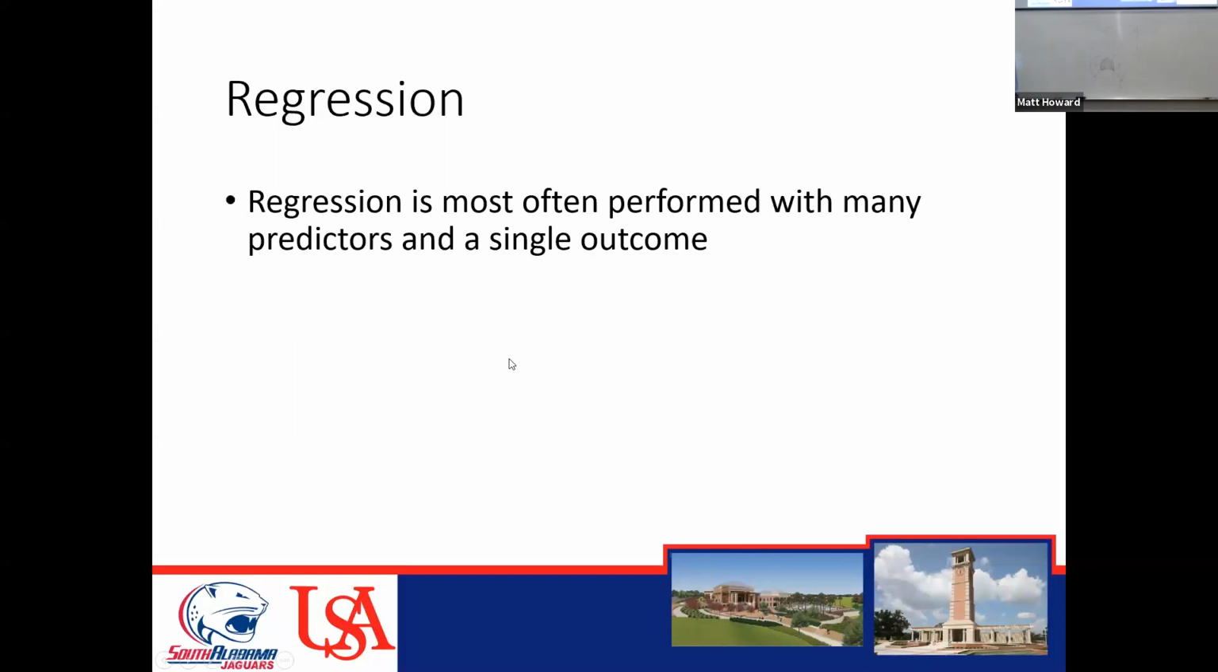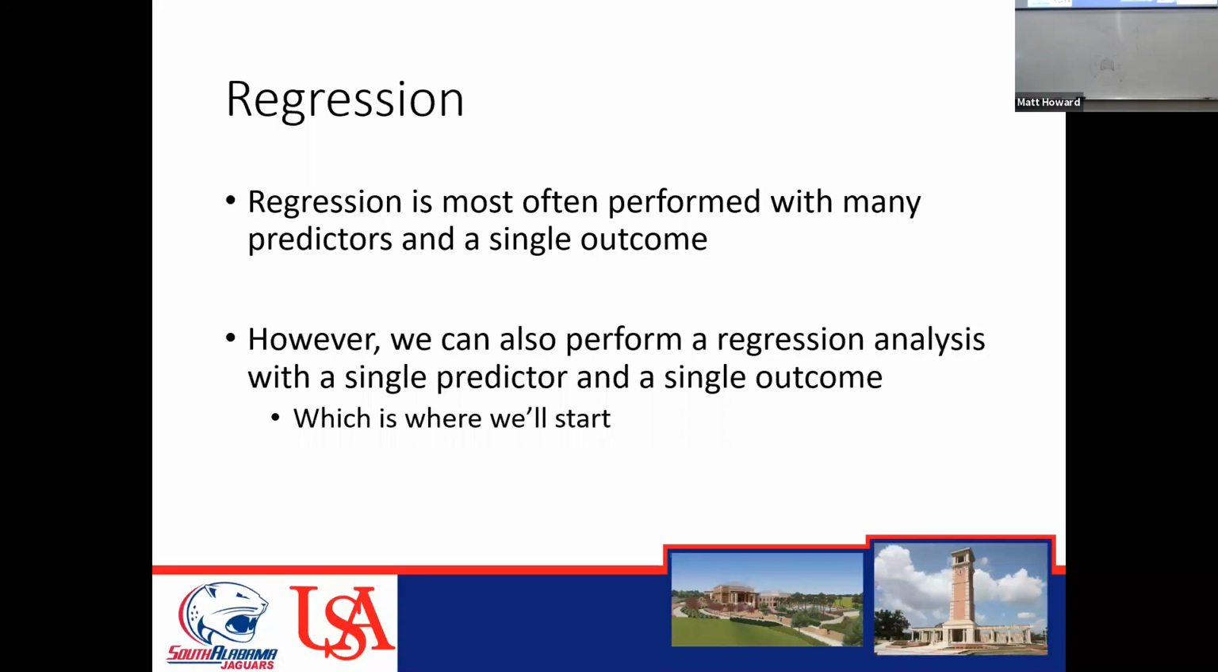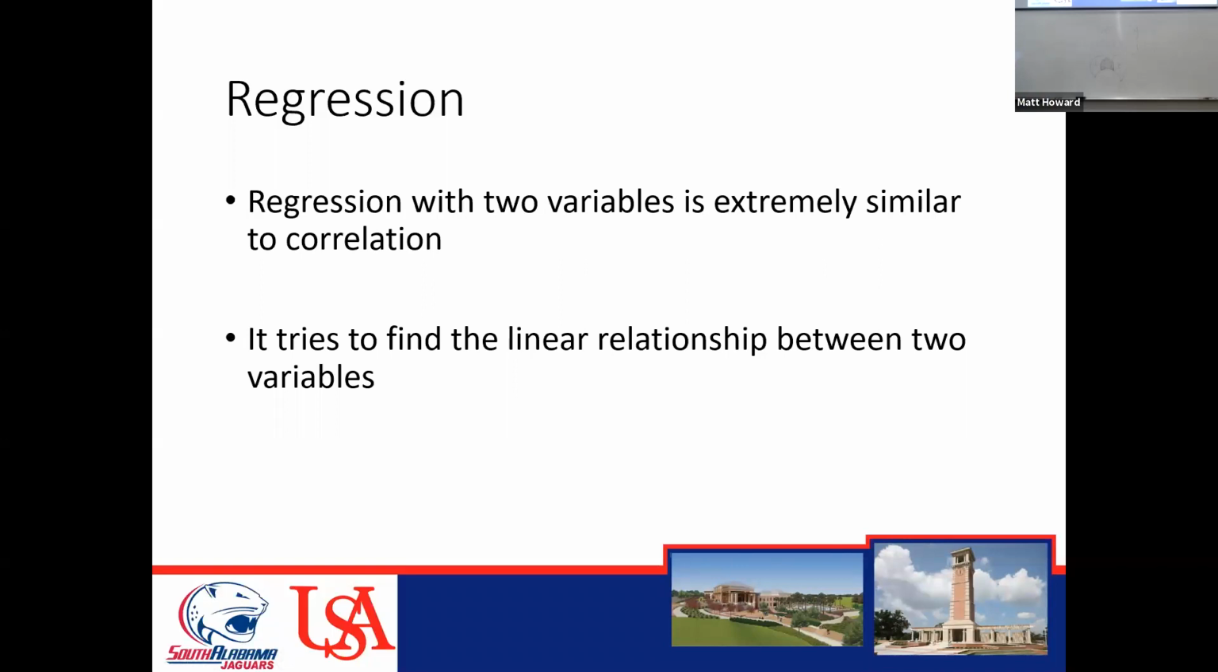Okay. And then, like I said before, regression is most often performed with many predictors and a single outcome, but we're going to start by performing regression analysis with a single predictor and a single outcome. And like I said before, regression with two variables is very similar to correlation. We just try to find a linear relationship between those two variables.